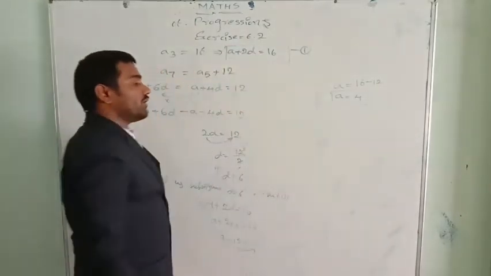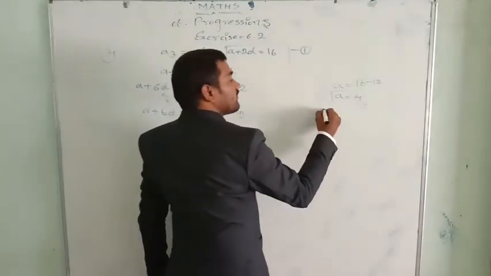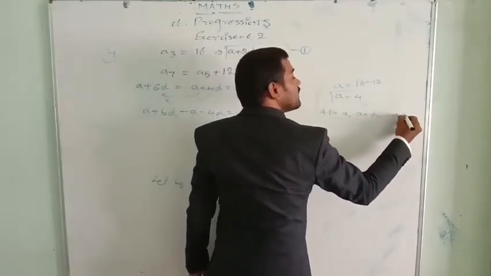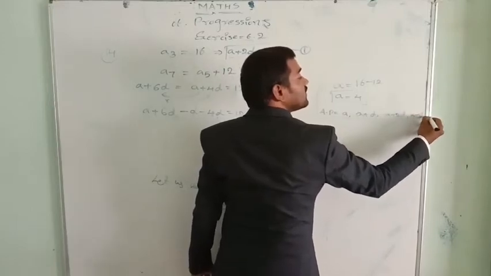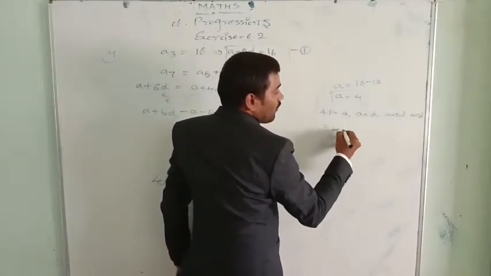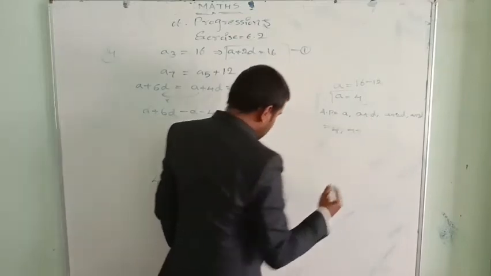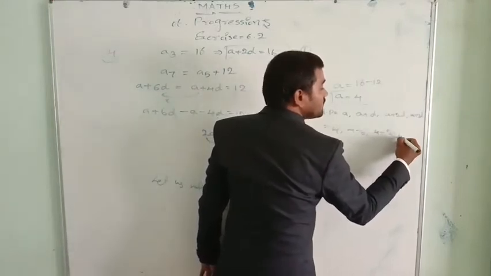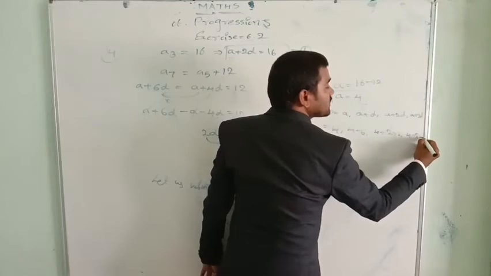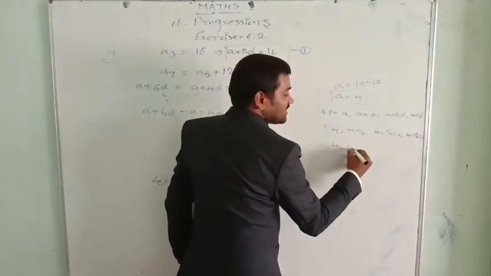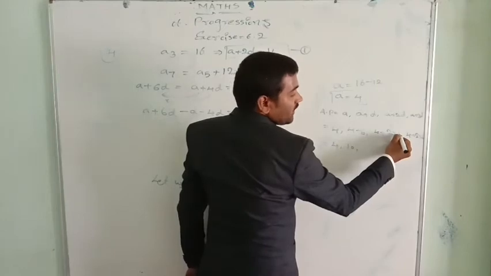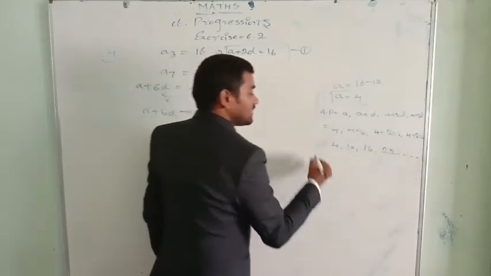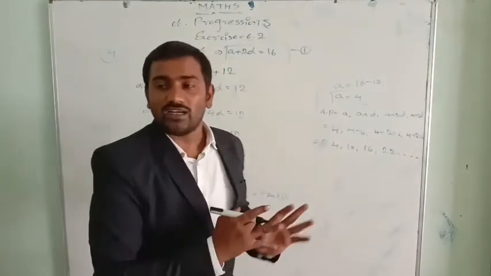A value we have is 4 and D value is 6. Now we can find the arithmetical progression, that is A, A plus D, A plus 2D, A plus 3D and so on. So A is 4, 4 plus 6 is 10, 4 plus 2 into 6 is 12 plus 4 is 16, 16 plus 6 is 22, and so on. This is the arithmetical progression. I hope you understand this.